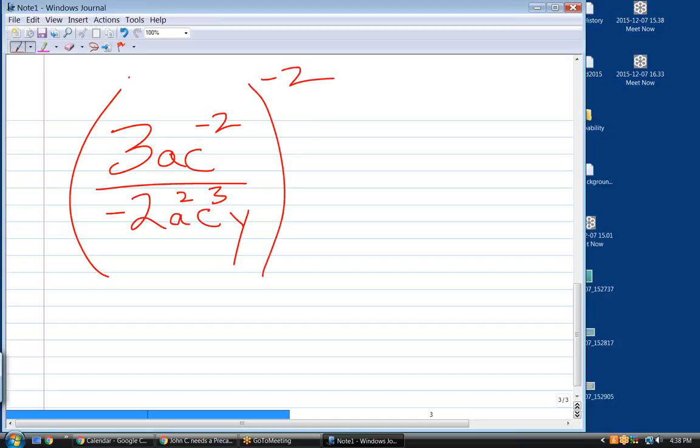Yep. Okay? Well, there's only 3 rules when you're dealing with exponents. There's when you multiply, same base. There's when you divide, same base. And there's when you double exponentiate.